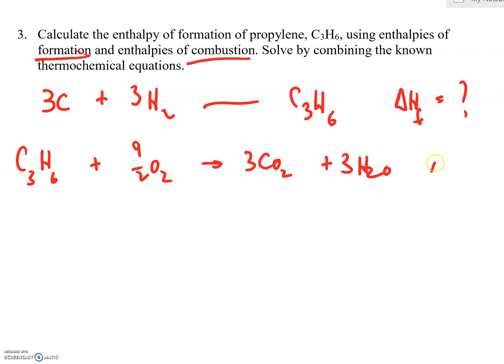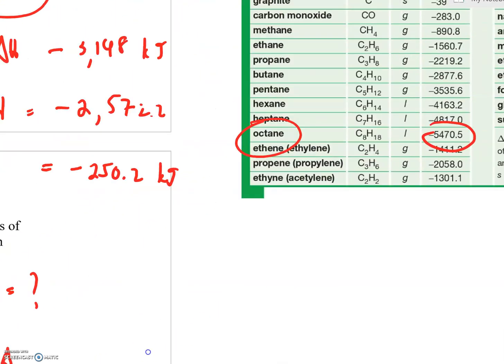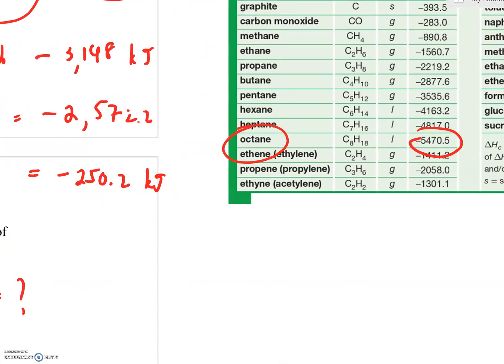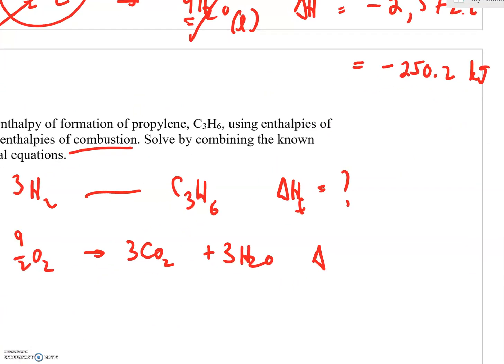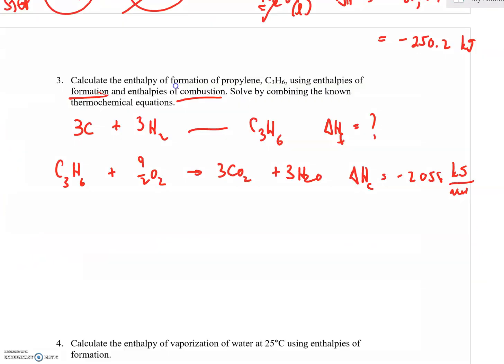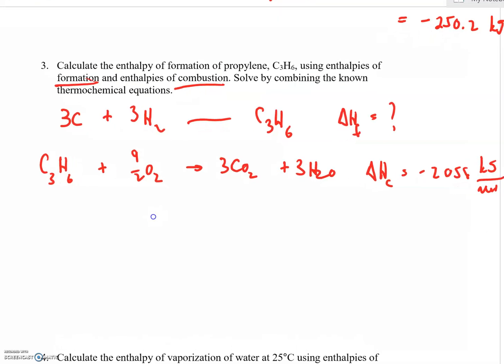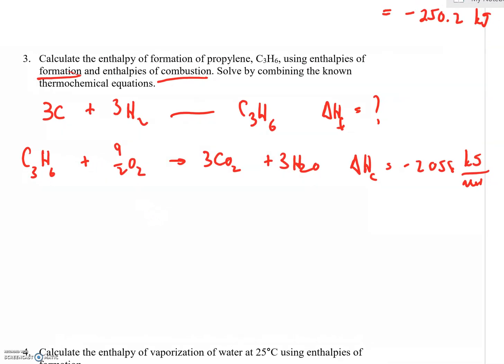And according to this table, which is very handy, propylene has a heat of combustion of negative 2058. So we already know the delta HC, negative 2058 kilojoule per mole. Okay, what we're going to try to do is come up with some formation equations that will make this, just accounting-wise, equate to this delta HF. That's what we're looking for.